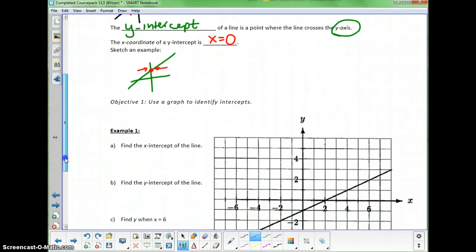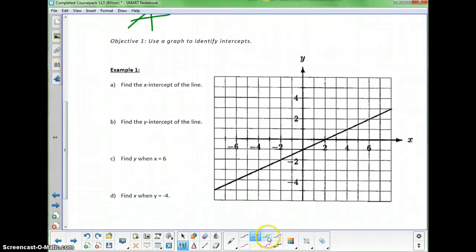Let's use this graph here to identify the intercepts. In part A, we're looking for the x-intercept. So that's the place where my line crosses the x-axis. It's going to be right here. Intercepts, or any ordered pair, is going to be labeled by listing the x and y coordinates. So this is going to be the ordered pair (2, 0). Like we said, the y-coordinate is 0, and the x-coordinate on this one happens to be 2. The y-intercept, where does our line cross the y-axis? The x-coordinate of that is 0, and the y-coordinate of this particular one is -1.